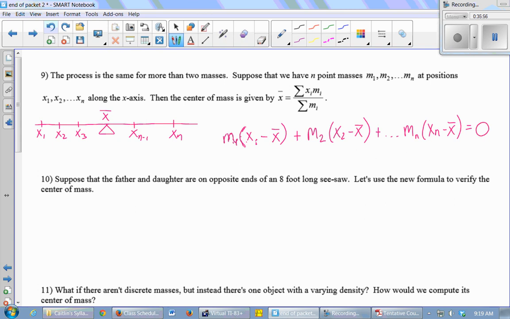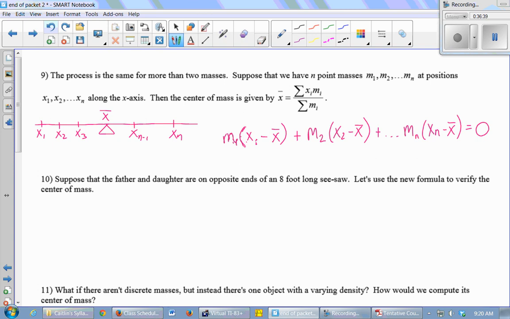And when you solve this thing for x bar, you have to distribute your masses, right? And you're going to have m1 times x1, m2 times x2, mn times xn. That's the numerator of this thing. That's the sum of the xi's times the mi's. And then you're going to multiply your masses times your x bars. So you have m1 times x bar, m2 times x bar, up to mn times x bar. And when you solve for the x bar, you're going to have to divide by those coefficients, the m1 plus m2 plus m3.